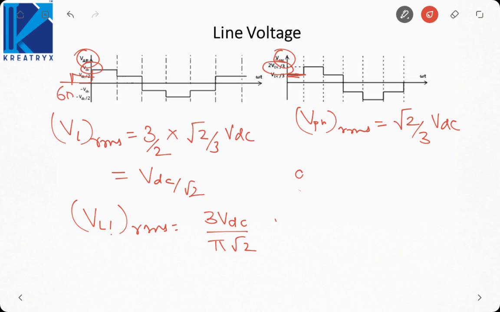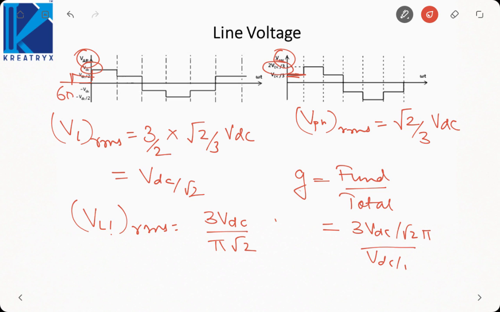So if we calculate the distortion factor, it is fundamental RMS by total RMS. That is 3 VDC by root 2 pi divided by VDC upon root 2. It will come out to be 3 by pi. Then what is THD? It will be 31%. Same as that in 180 degree, as well as for the phase voltage.